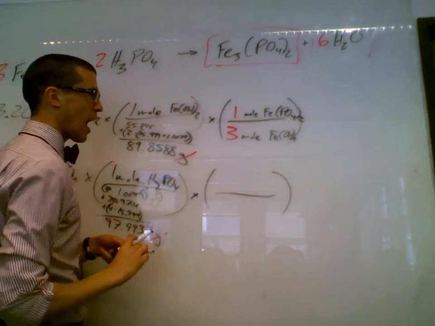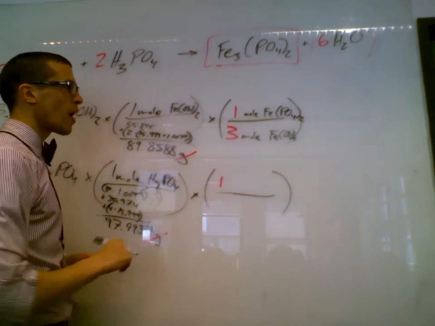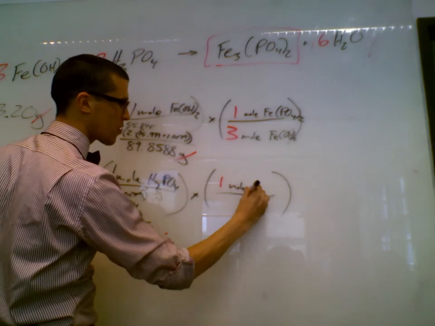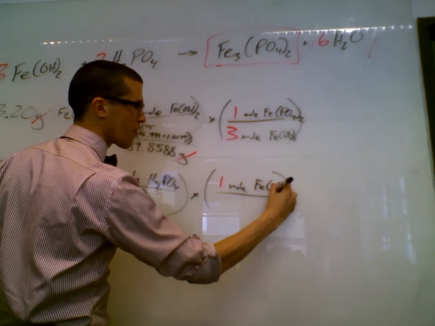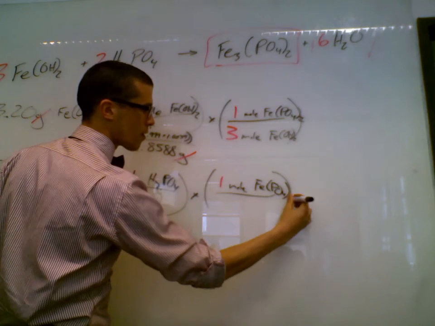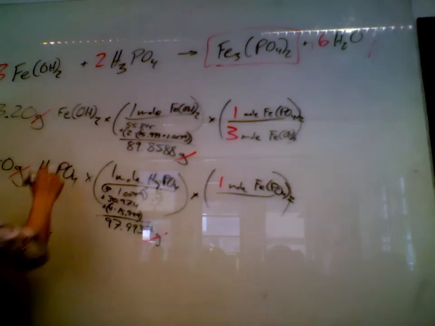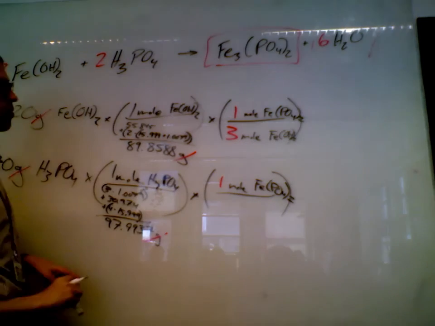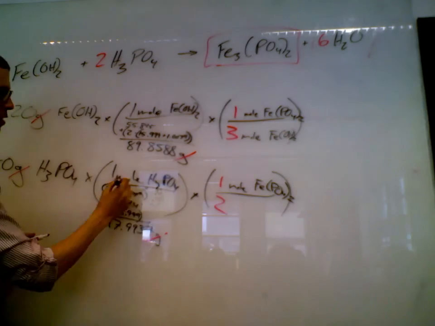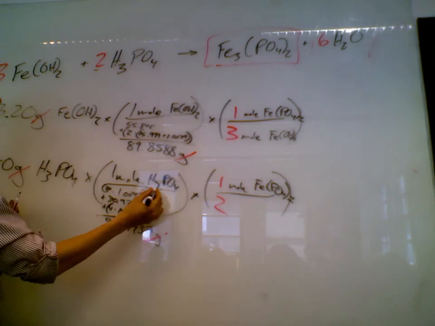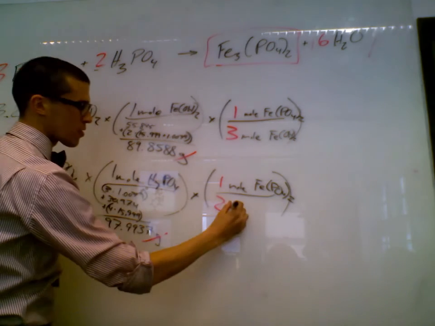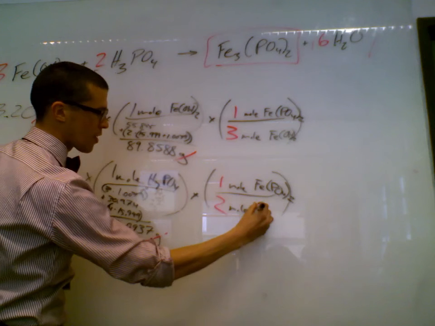So over here, I have no choice now. I have to use this product. I have to use 1 mole of the iron phosphate right here. And down below, I have to use 2 right here. Because where did you get the 1 mole? The 2 that's corresponding to this reactant right there. So it's 2 moles of the H3PO4.